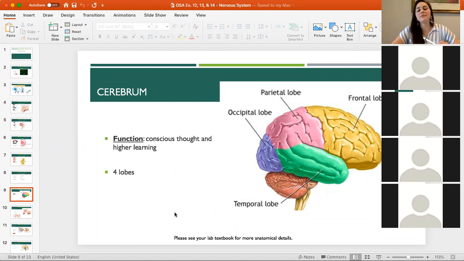So in our cerebrum, our big main part of the brain, we see that there are 4 different lobes. We see our frontal lobe, our parietal lobe, our temporal lobe, and our occipital lobe. If you remember from a few weeks ago when we talked about the skeletal system, we learned the bones of the skull, and they're in those same locations. So hopefully this won't be new to you, and you'll be able to learn those really quickly.